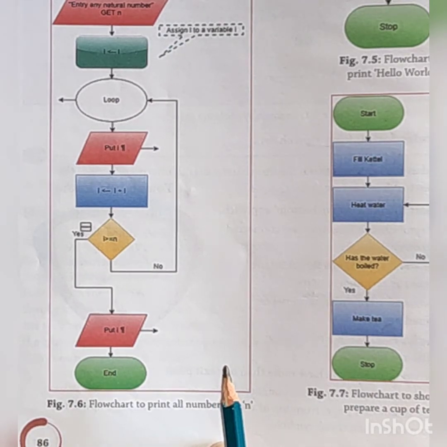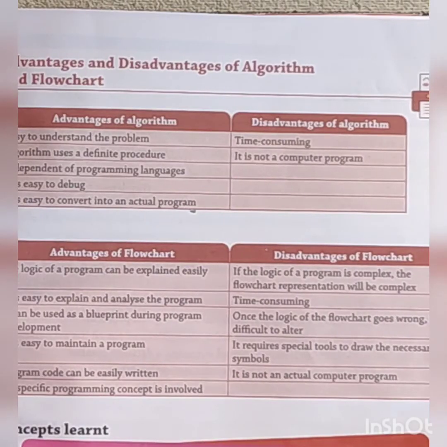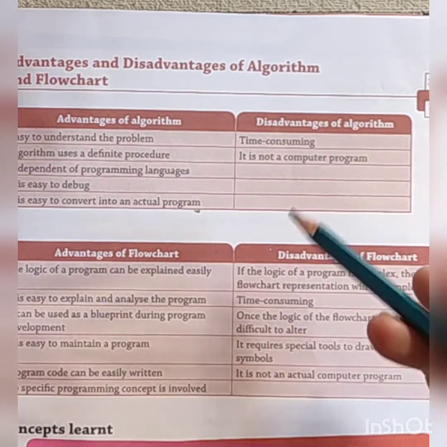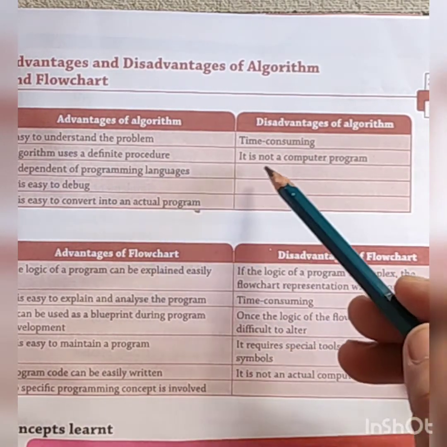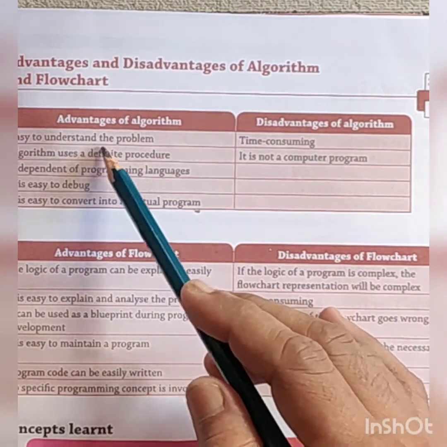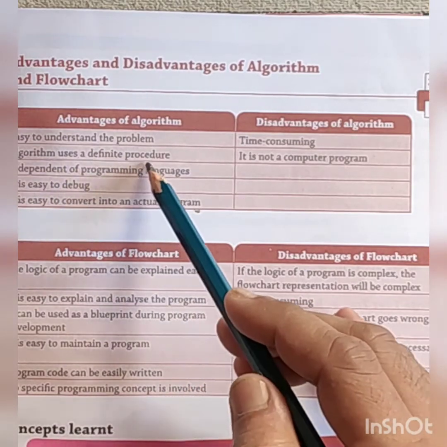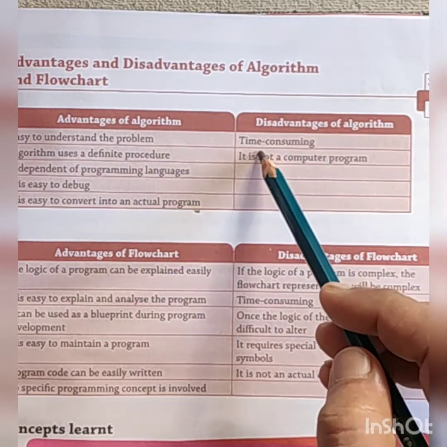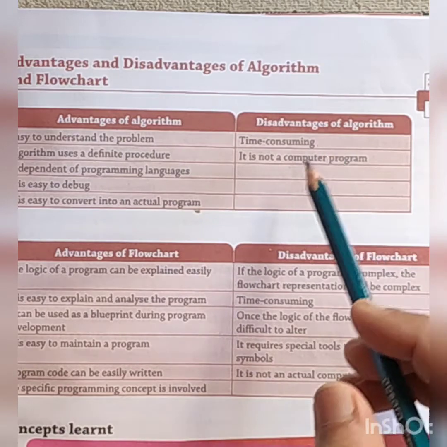And there are some advantages. Okay, there are some advantages and disadvantages of flowchart and algorithm. Advantages of algorithm, disadvantages of algorithm. Advantages what? It is easy to understand the problem. Algorithm uses a definite procedure. And what is the disadvantage? It is time consuming. It is not a computer program.